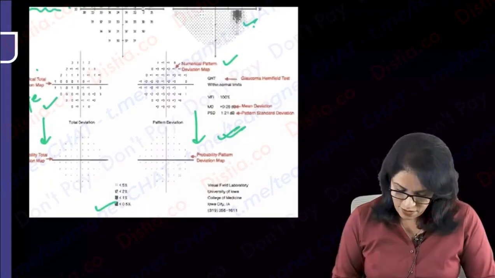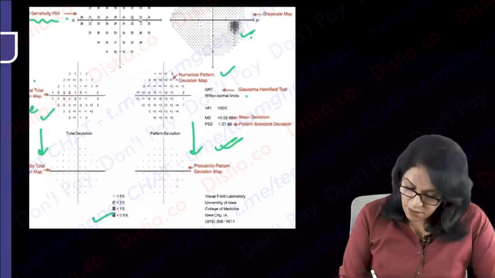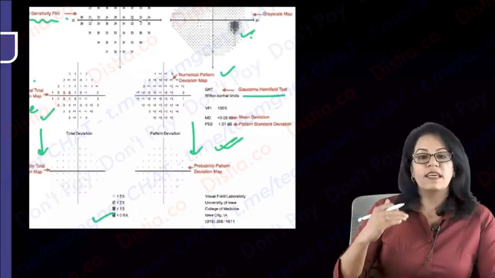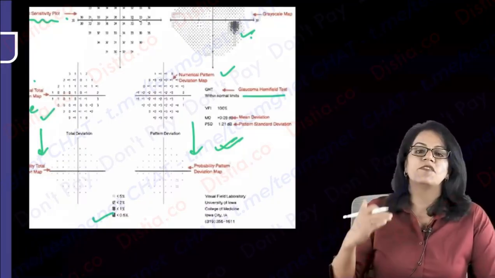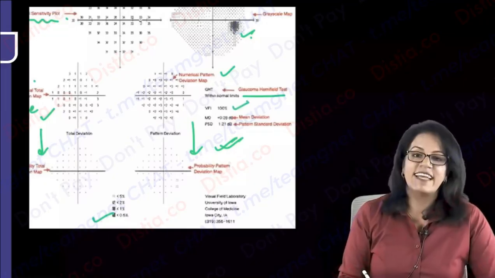What are then these global indices? What are these mentioned here? So glaucoma hemifield means I am comparing it, the superior and inferior field is being compared. Okay. And of course visual field index.